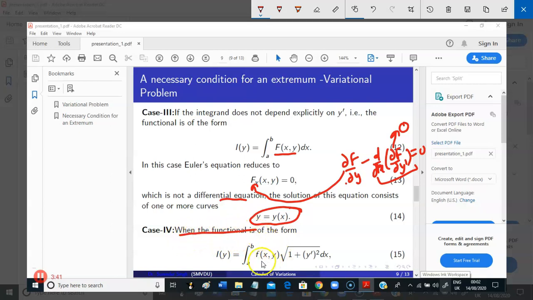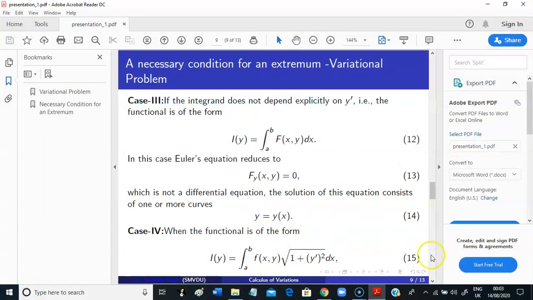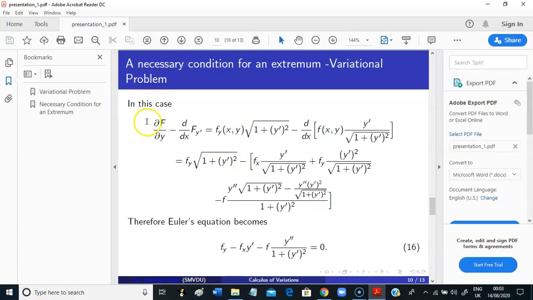case is that if the functional is of this form, you can consider this whole thing as capital F, and now in this capital F you can see all the things are appearing. x is there, y is there, and y dash is there. All the things are appearing. So you need to work out on the basic form of the Euler equation. You see, ∂F/∂y minus d/dx of F_y' equal to this thing.